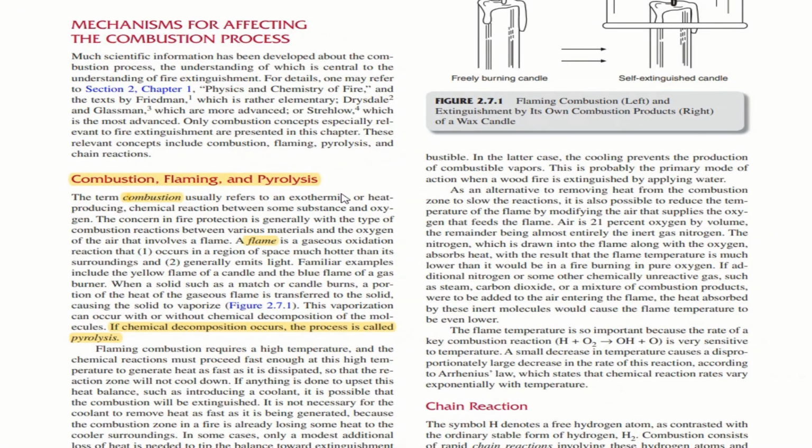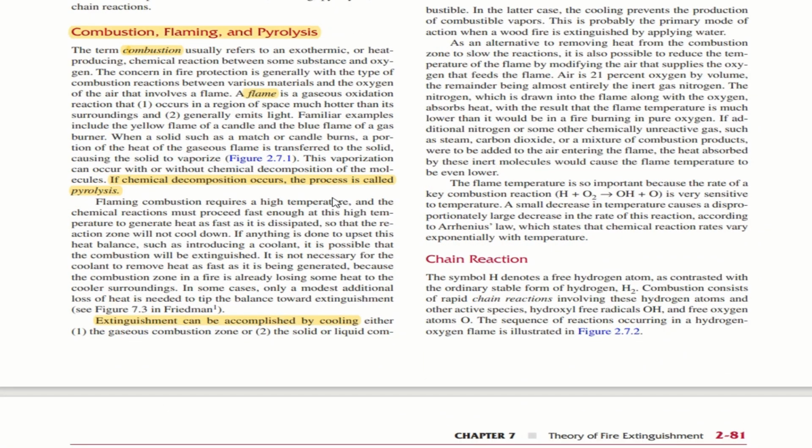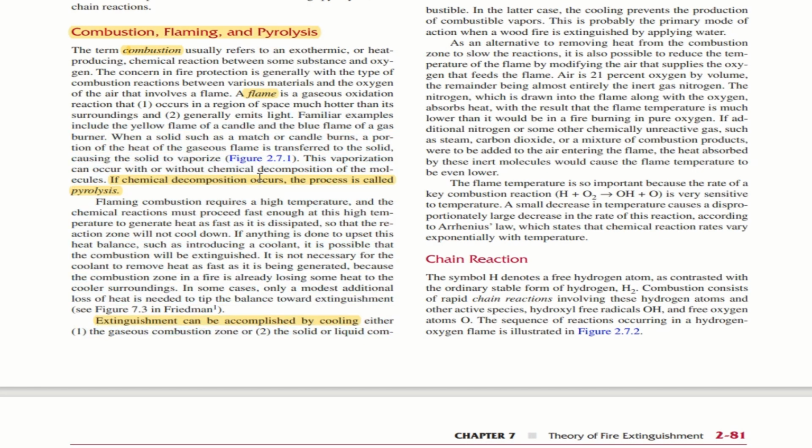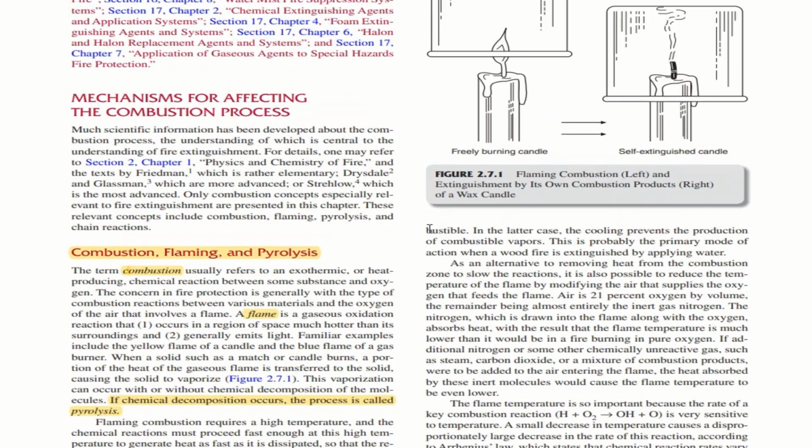So combustion, flaming and pyrolysis, they have given related to these topics we already discussed in our previous slides. The term combustion usually refers to an exothermic or heat-producing chemical reaction between some substance and oxygen, and a flame is a gaseous oxidation reaction that occurs in a region of space much hotter than its surroundings and generally emits light. If chemical decomposition occurs, the process is called pyrolysis. Pyrolysis is also an important concept you have to go through. Extinguishment can be accomplished by cooling either the gaseous combustion zone or the solid or liquid combustible.